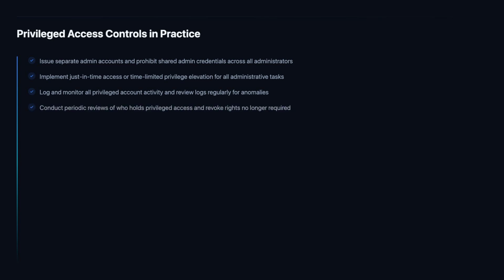Periodic access reviews are the governance discipline that prevents privileged access from accumulating over time as employees change roles and privileged access grants are never revoked. Organizations should review the list of privileged account holders at regular intervals, quarterly is a common standard, and remove elevated access from anyone whose role no longer requires it. Audit evidence of these reviews demonstrates to auditors that the organization actively governs its privileged access rather than treating it as a one-time provisioning decision.